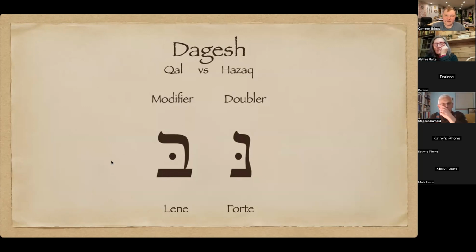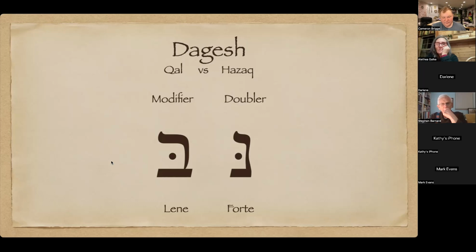But there's different kinds of Dagesh, and they all look the same. They're just a dot in the middle of the consonant. So we have what's called a Dagesh Kal and a Dagesh Chazak. The Dagesh Kal, Kal means weak or lesser. Chazak means strong or, what's the word I'm looking for? Strong or bold would be another kind of equivalent.